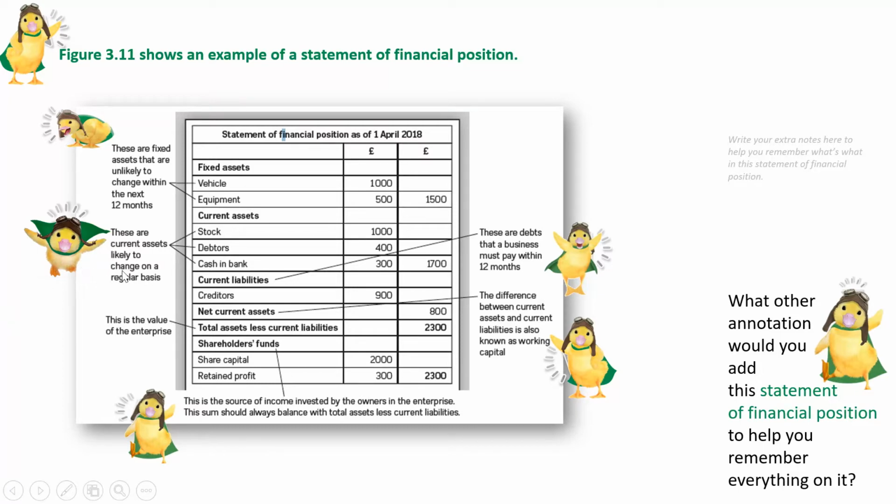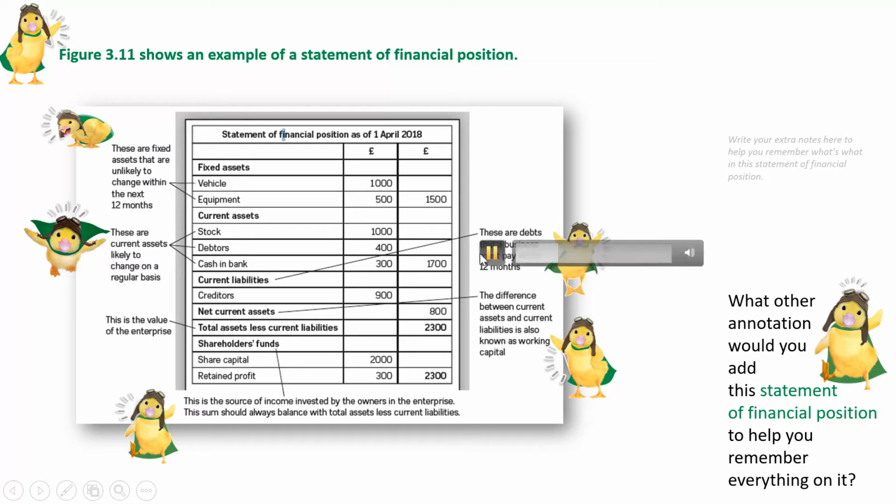These are current assets which are likely to change on a regular basis. Stock, if you think about it, that's going to sell hopefully daily. Debtors, that's the money coming into the company. The cash in the bank, all things that can actually have a daily different amount.